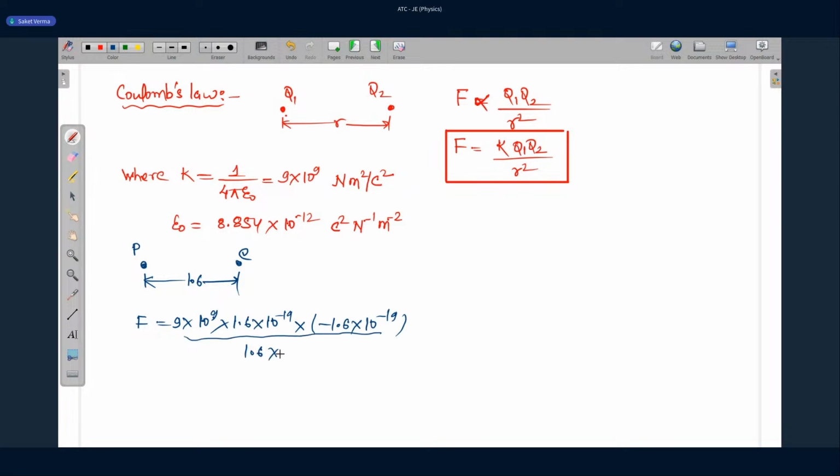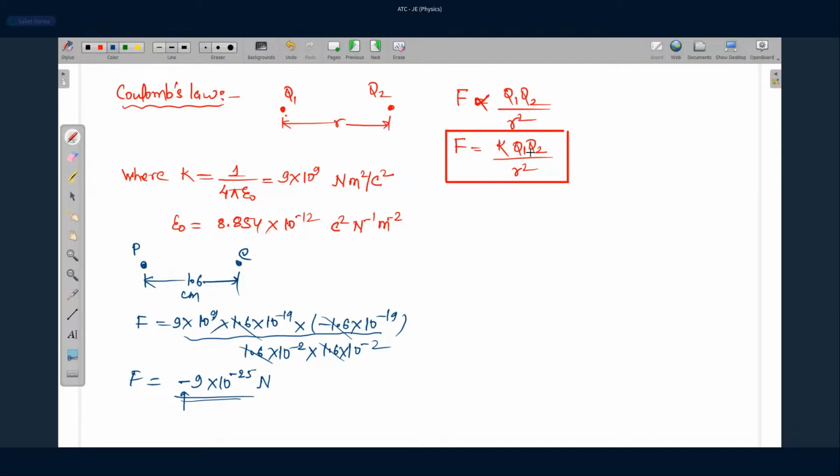So r is 1.6 into 10 raised to power minus 2, because it is 1.6 centimeter, squared. When you solve it, this 1.6 will get cancelled, this 1.6 will get cancelled, and you will get minus 9 into 10 raised to power minus 25 Newton. The negative sign indicates that the force is attractive in nature. So this is Coulomb's law that you should know.